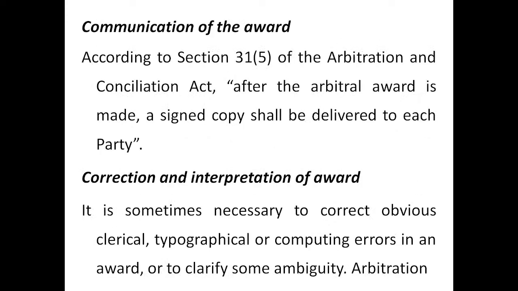Then, communication of the award. According to Section 31(5) of the Arbitration and Conciliation Act, after the arbitral award is made, a signed copy shall be delivered to each party. Once an award has been made, it should be signed by each party as well as the arbitrator. Next, correction and interpretation of awards.